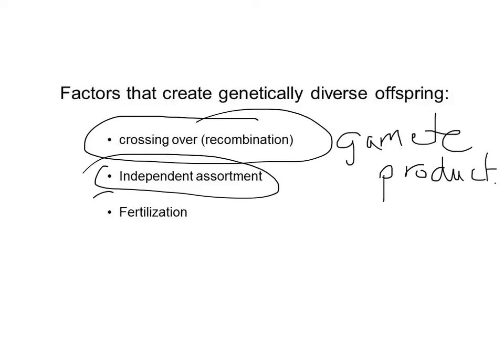And finally, obviously, one of the last events of the whole process of sexual reproduction, which is fertilization, obviously, genetic information from two different parents combine together to create a final offspring, making that offspring genetically diverse from the parents themselves. That obviously contributes to the genetic diversity of the offspring as well.